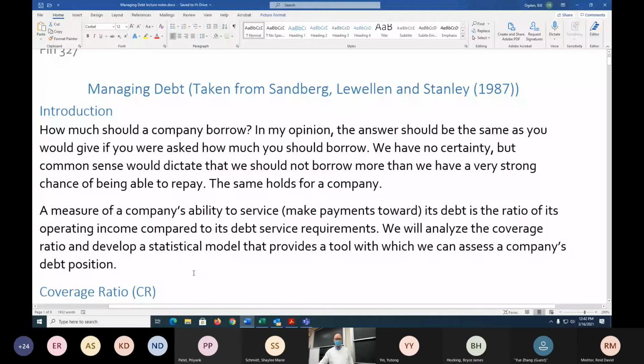Now obviously, we know all things are not certain. We have no certainty, but common sense would dictate that you should not borrow more than you have a very strong chance of being able to repay. And I say here the same holds for the company. A responsible company would do this.